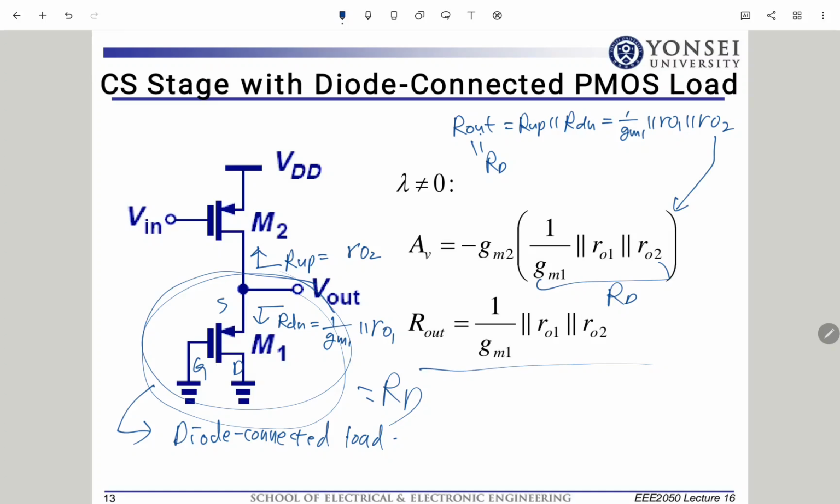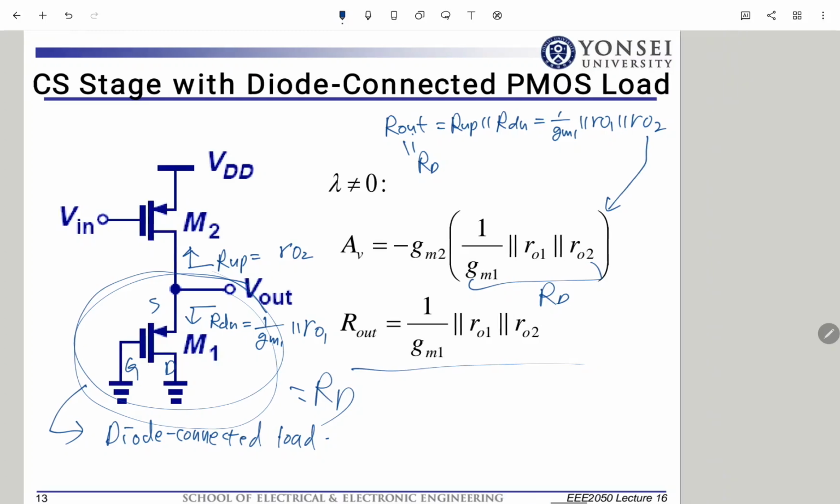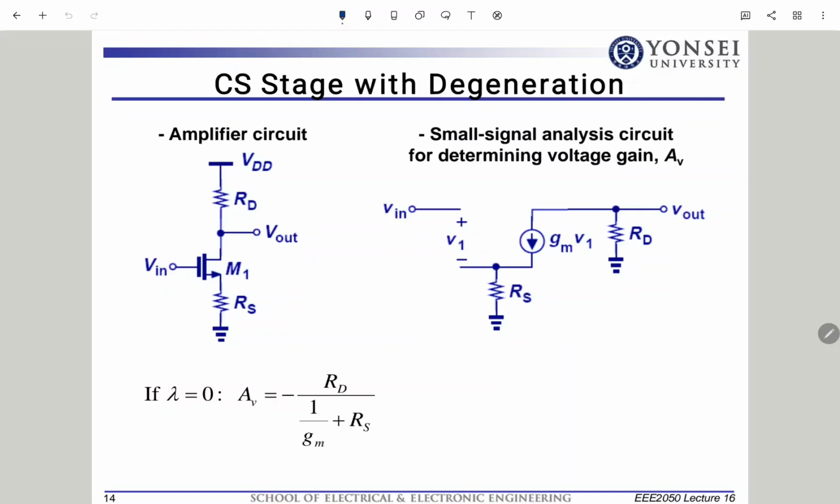Now it is time to talk about the CS stage with degeneration. Here we have the amplifier circuit, and here we have an RS resistor. What is the RS resistor?